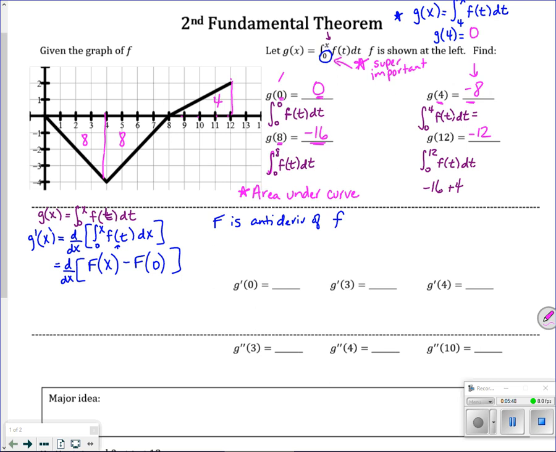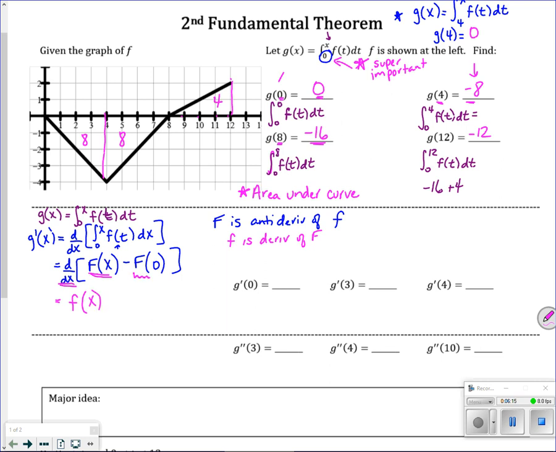Okay. Well, wait a minute. If big F is the antiderivative of little f, then that means f is the derivative of big F. So hold on. If I say, what is the derivative of big F of x? Well, that would just be little f of x.